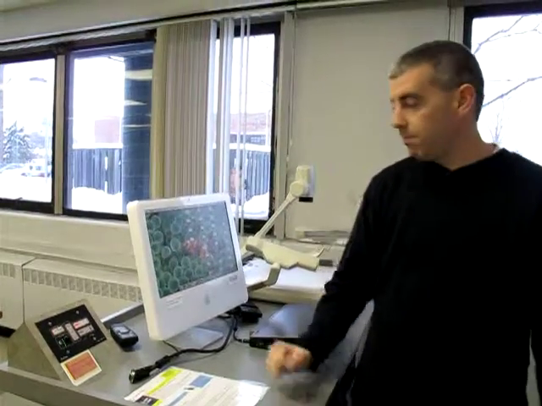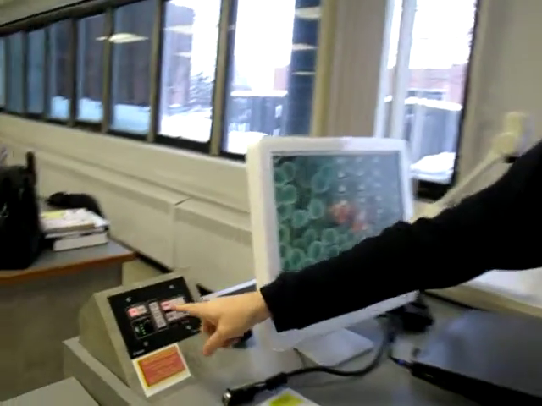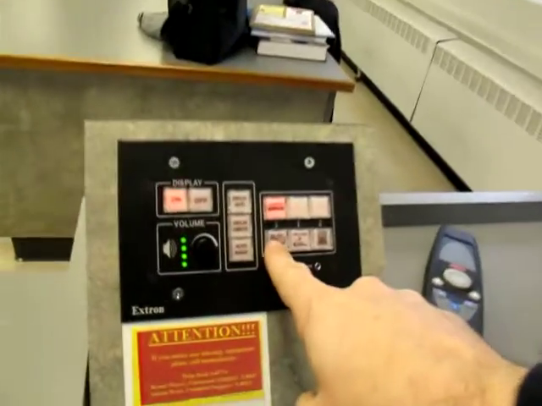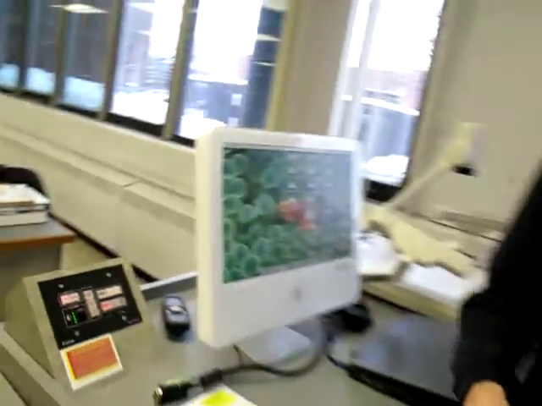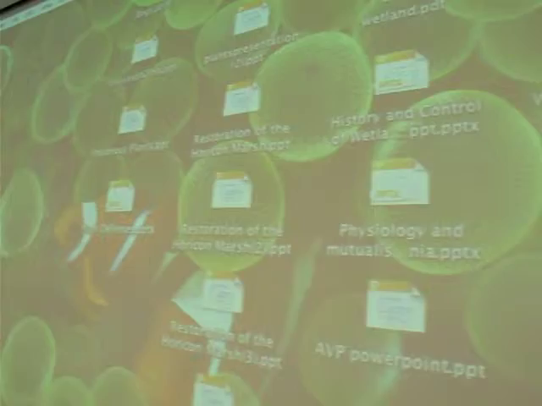After I've logged onto the computer, then I need to go back over to my controller and tell the controller that I want the projector to see the PC, or the Macintosh rather. So I'm going to come over here and I'm going to hit the Macintosh button on the right-hand side of the controller. And in just a second, the Macintosh is going to show up on the screen for us.